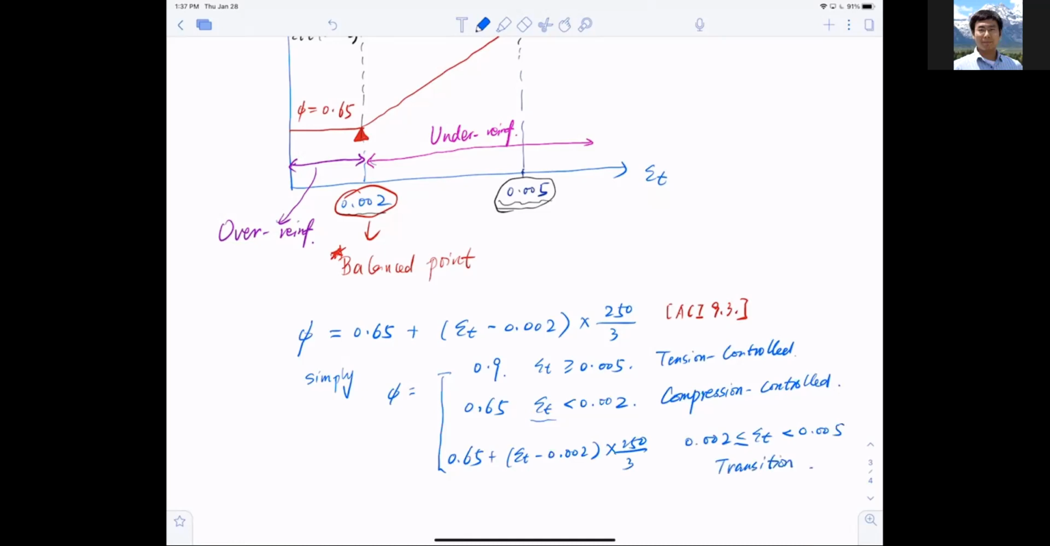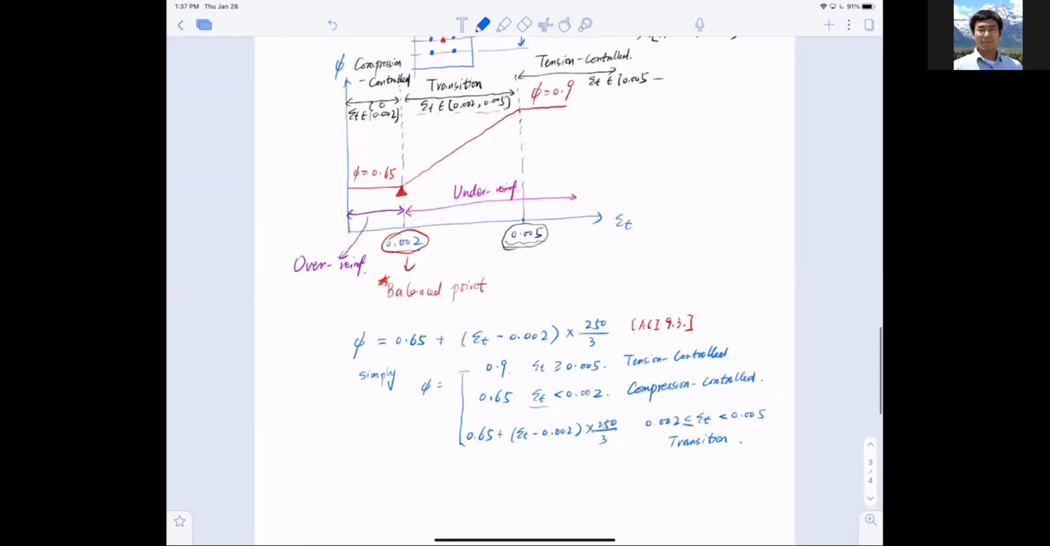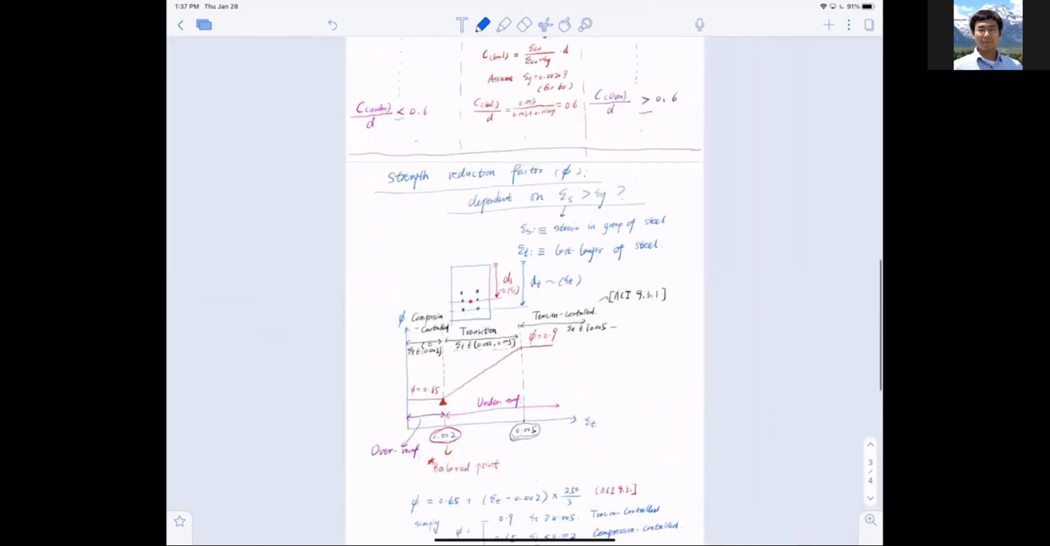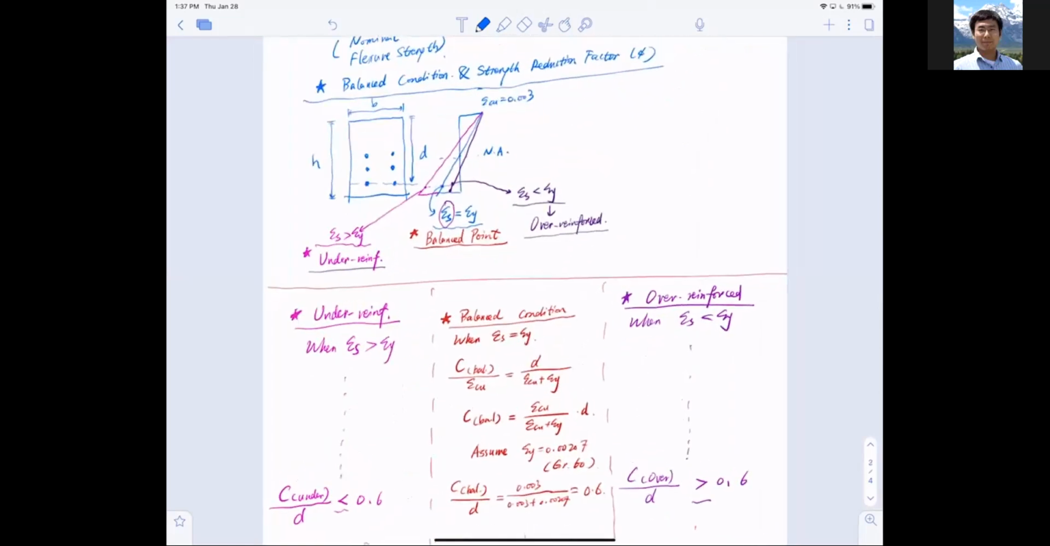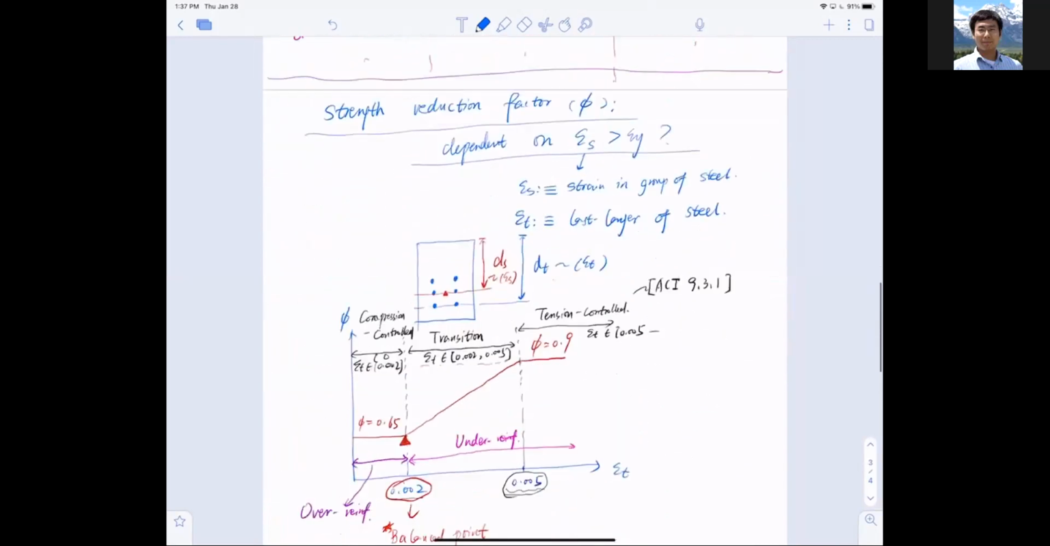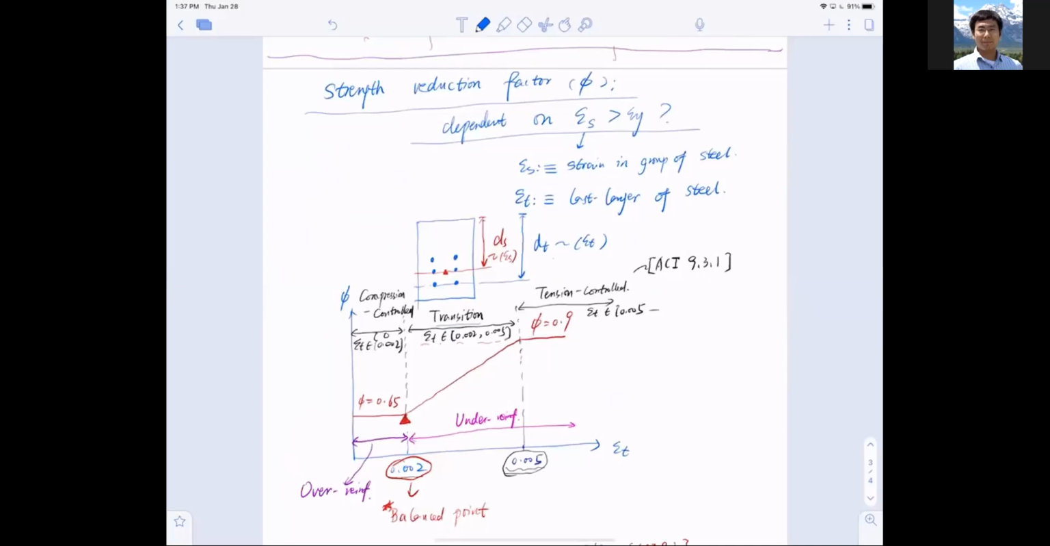All right. So as you can see, it's all coming down to the strain in the steel. If yielded just barely, it's in the transition zone. If yielded a lot, bigger than 0.005, it's tension controlled. If it's not yielding at all, it is 0.65 strength reduction factor, it's compression controlled.